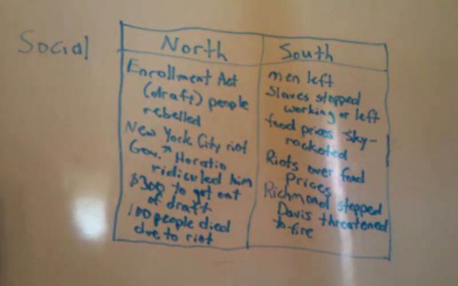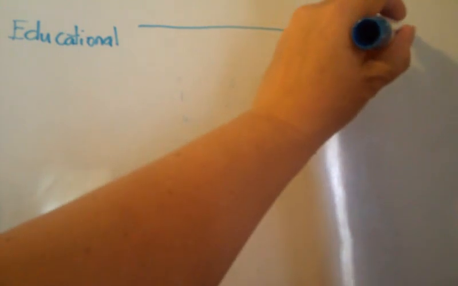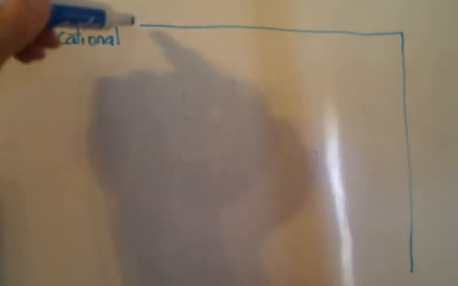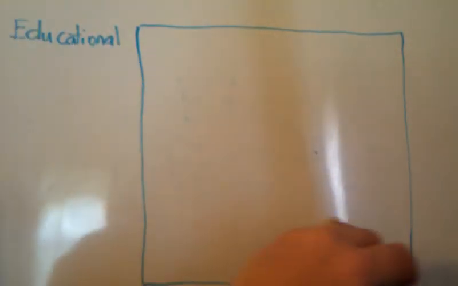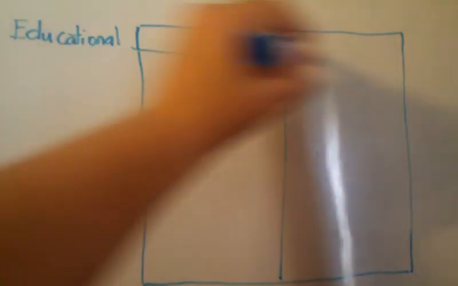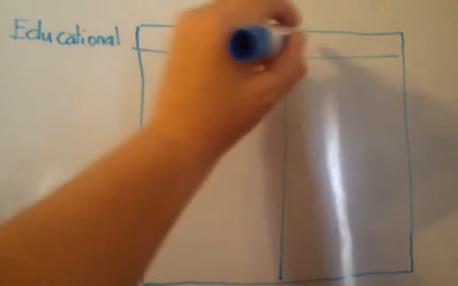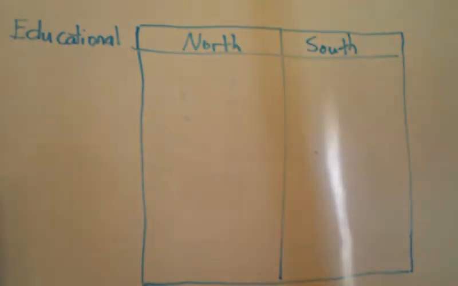So we've talked about the social effects of the war, the economic effects of the war, and the political effects of the war. Let's talk about the educational effects. Okay, we have the North and the South. Let's talk about the South.